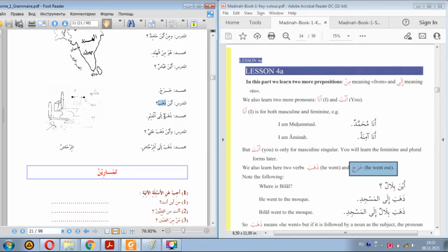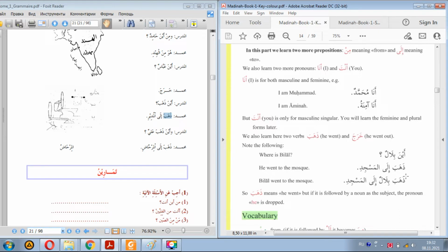Pay attention that when we say ذهب, we're not saying هو. We don't say ذهب هو إلى المدير, because this he, هو, is already implied in the verb. Like here it says أين بلال? ذهب إلى المسجد. We're not saying ذهب هو إلى المسجد. We're just saying ذهب إلى المسجد, and this he is implied in the verb ذهب.